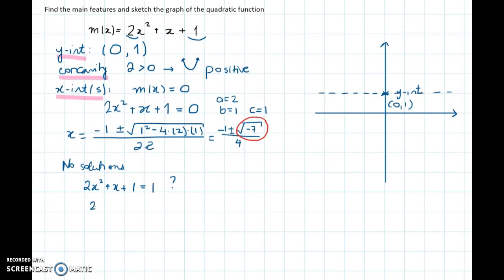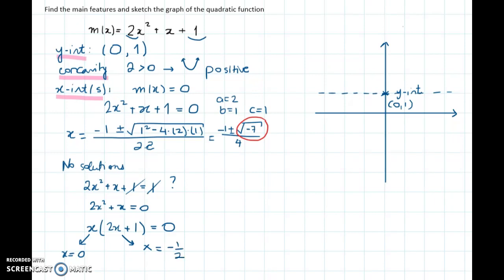So that means we want 2x squared plus x to be equal to 0 because we are canceling 1 on each side. And we can solve this by taking x as common factor. So we get x times (2x plus 1) has to be equal to 0. Well, this has two solutions. We already know that this is true when x is equal to 0. And we are seeing here that this is also true when x is equal to minus 1/2.